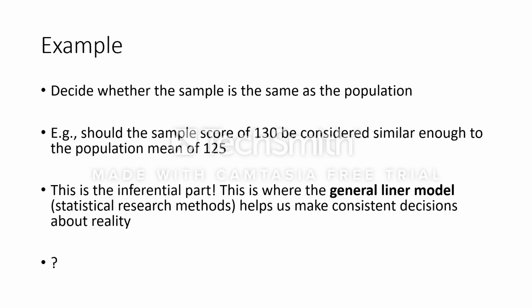So we want to decide whether the sample is from the same population. So should a score of 130 be considered similar enough to the population mean for us to conclude that ginkgo biloba doesn't really have an effect? And this is the inferential part. This is where we are engaging with the general linear model to help us make consistent decisions about reality.